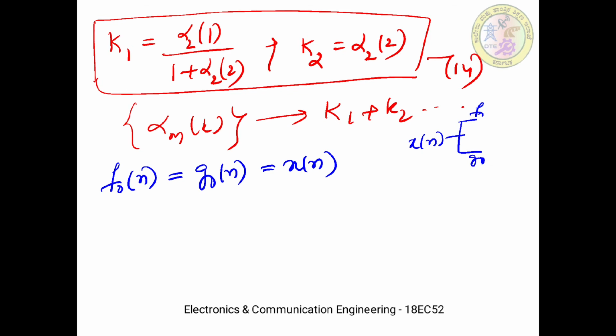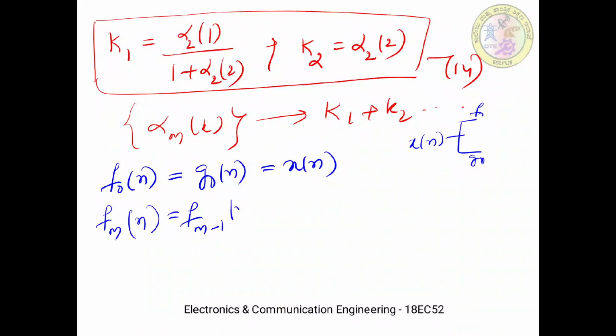Then another equation we have is for f1. For that it is possible to write a generalized equation like this: f m of n is equal to f of m minus 1 of n plus km into g of m minus 1 of n minus 1.